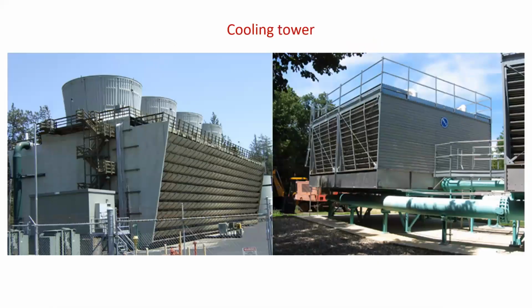These are some examples of cooling towers. Again, there's no ammonia in this water. This is simply a means of removing heat from the water that was originally transferred into the chilled water that was generated by the chiller itself.